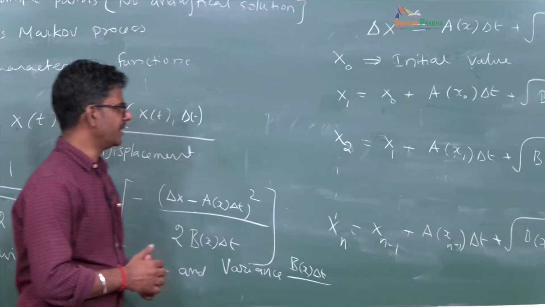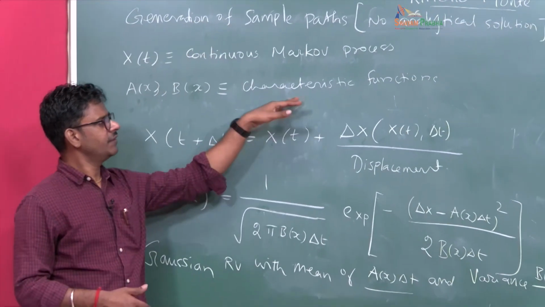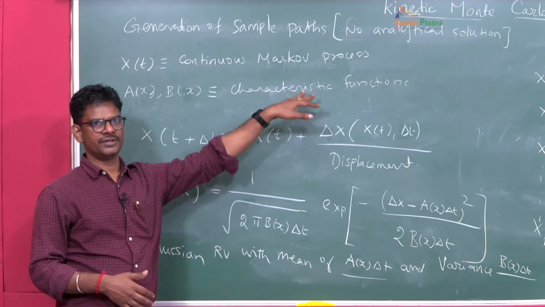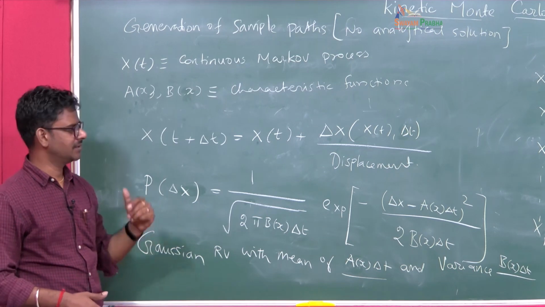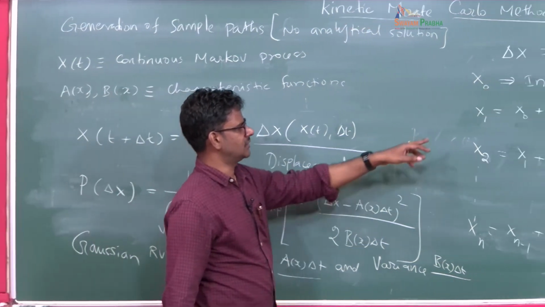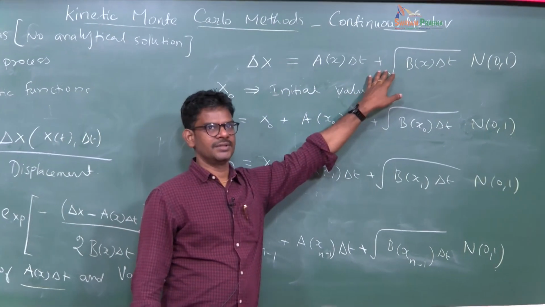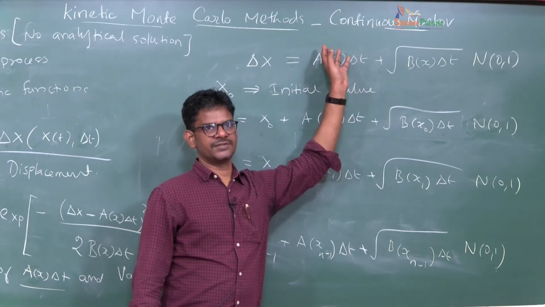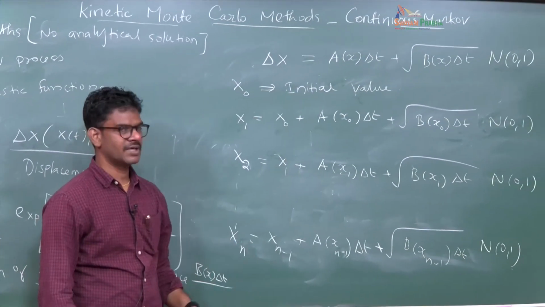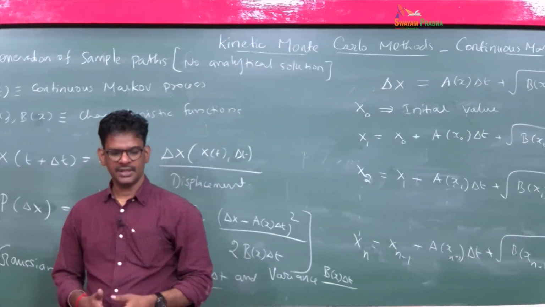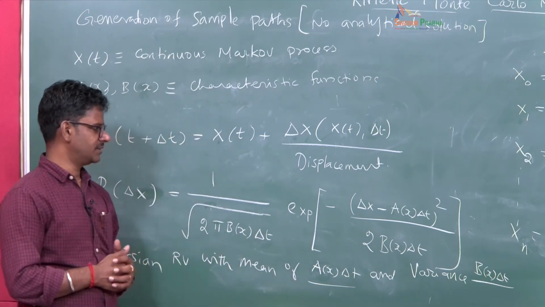So what we are showing here is that for a continuous Markov process, even if you don't know the underlying probability distribution for the analytical solution, we can still numerically create the trajectories based on this algorithm. The displacement is always a Gaussian random variable with the mean and standard deviation given by the characteristic functions a and b. Once we have that, we can create a large number of samples, and from here we can also get the mean and standard deviation and many other properties of interest.